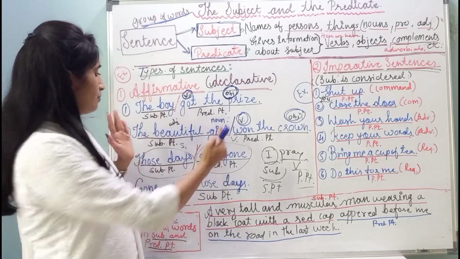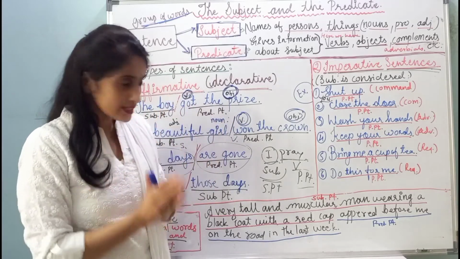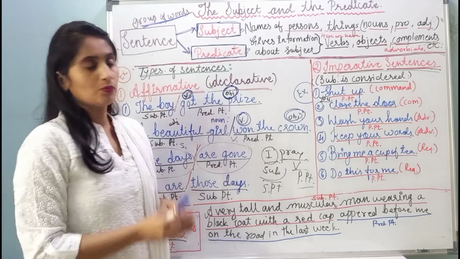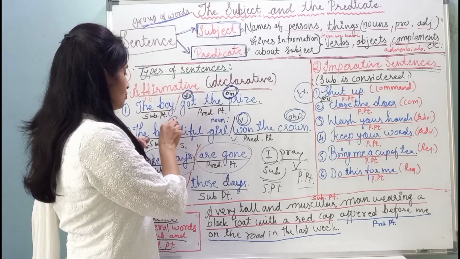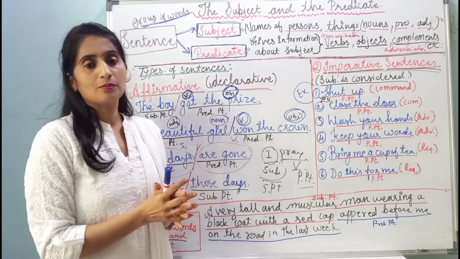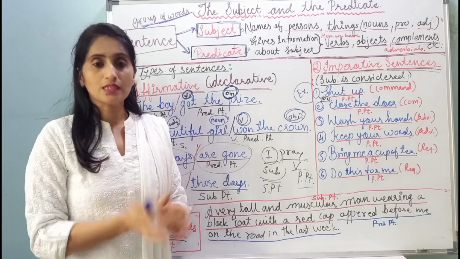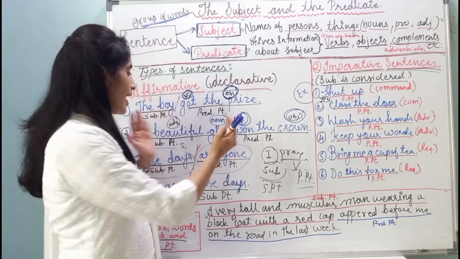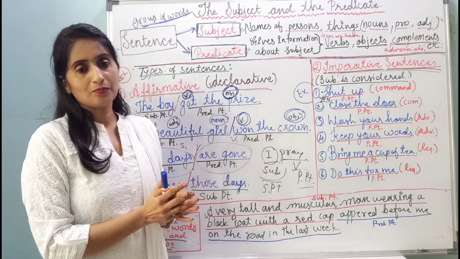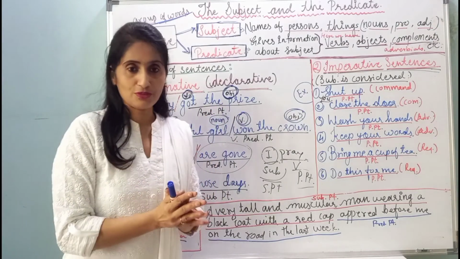So if you study the first part of the sentence, that is the beautiful girl, you can understand that beautiful is an adjective and girl is a noun. Both of these things, adjective and noun, are available in the first part. So here we can say that the beautiful girl is the subject. And as this is the subject, we can say that this is the subject part. So the beautiful girl is the subject part.